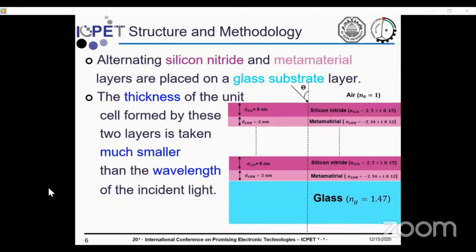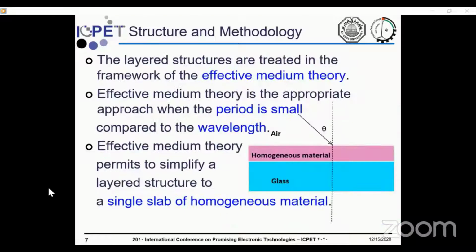The thickness of the unit cell formed by these two layers is taken much smaller than the wavelength of the incident light. This condition is imposed in our study. The layer structure is treated in the framework of the effective medium theory. We used effective medium theory for the two layers together. Effective medium theory is the right approach when the period is small compared to the wavelength.